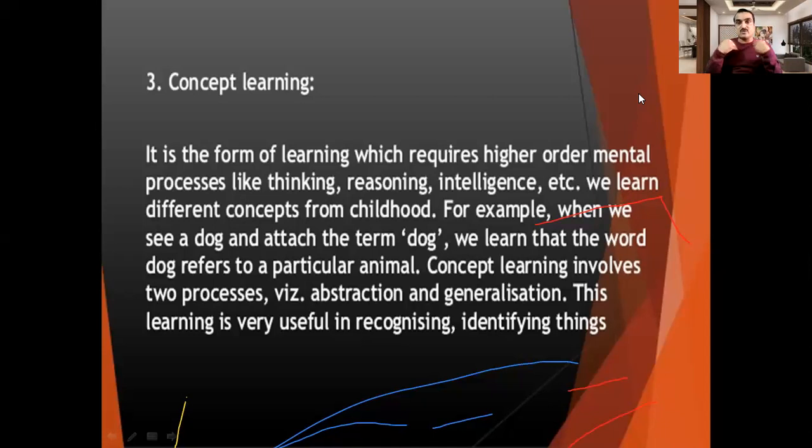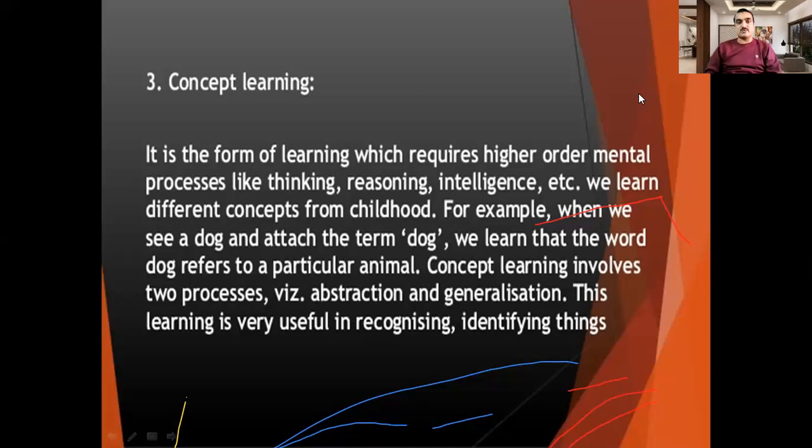If we have a new concept in front of us, like what are the types of learning, this is a new concept. I am talking about all the types of learning being considered as the concept. For understanding that, you will use your ability of thinking: how many types we have, how they are to be categorized. You will reason out, and use your intelligence for understanding the whole. So we learn different concepts from childhood till the last day.